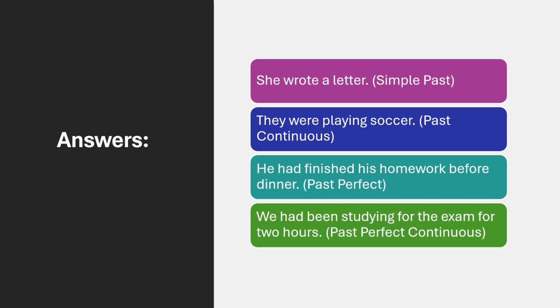By understanding and practicing these past tenses, you can accurately describe various actions and events that have occurred in the past, enhancing your ability to communicate effectively in English. That's all for today's lesson on different past tenses in English. I hope you feel more confident using simple past, past continuous, past perfect and past perfect continuous tenses in your conversations and writing. Remember, practice makes perfect. So keep practicing with the examples and exercises we discussed.